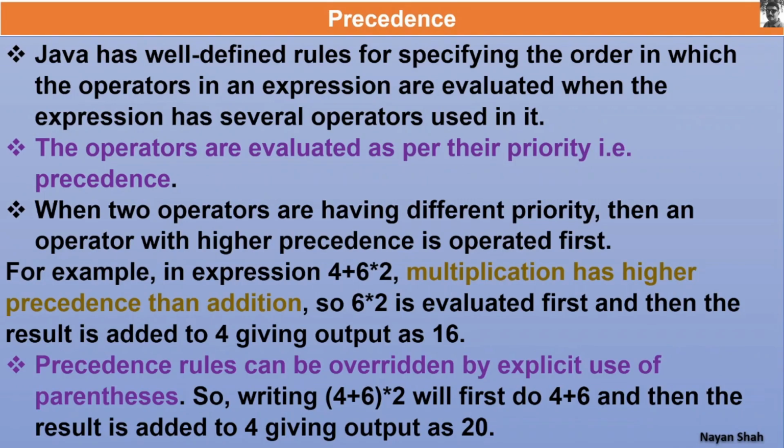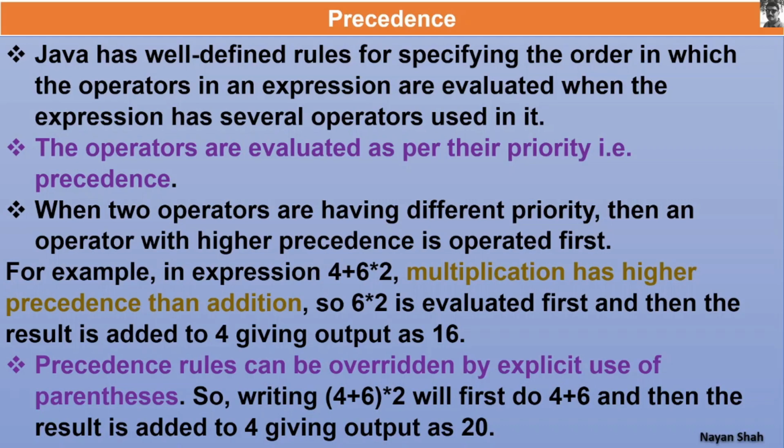Precedence now. Java has well-defined rules for specifying the order in which the operators in an expression are evaluated when the expression has several different types of operators in it. In maths we have the BODMAS rule, but you know that in a computer there are so many operators. So which operator has higher precedence, higher priority, and which has less? That is what this topic is all about.